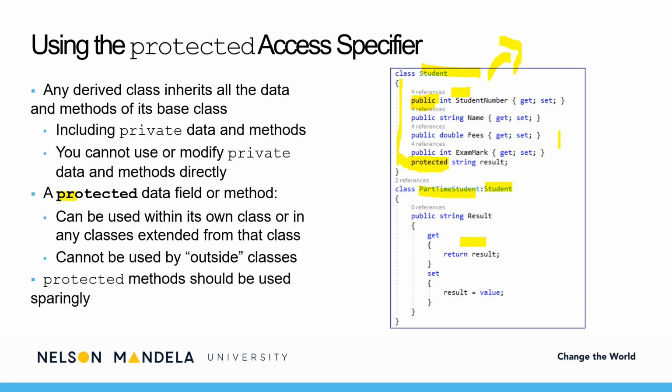Now in the part-time student, since the result is protected, whatever the result needs to be is set over here. I do have an actual example in code of how you set it, and I'm going to provide that in the code solution that I'm going to upload for you.